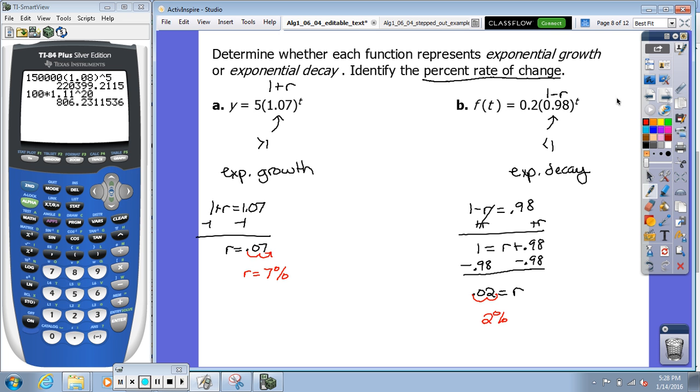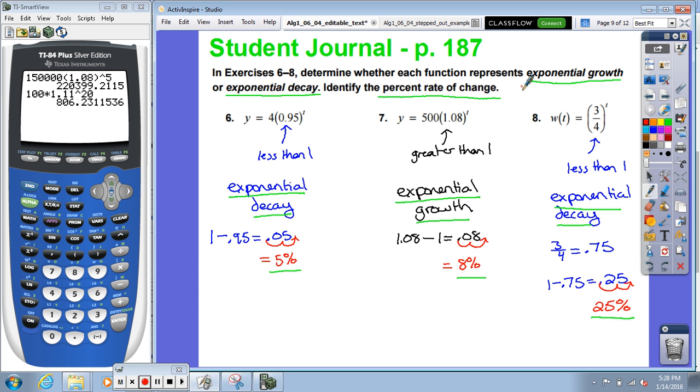Okay, go ahead and look at your student journal and do the next set of problems. So it is 6, 7, and 8. Pause the video, go ahead, do the problems, and then look right here.